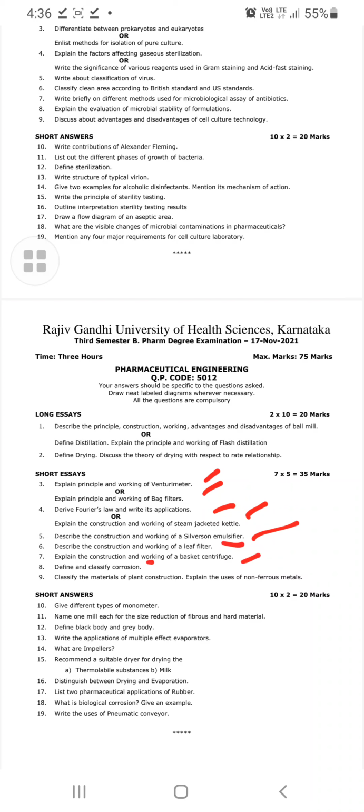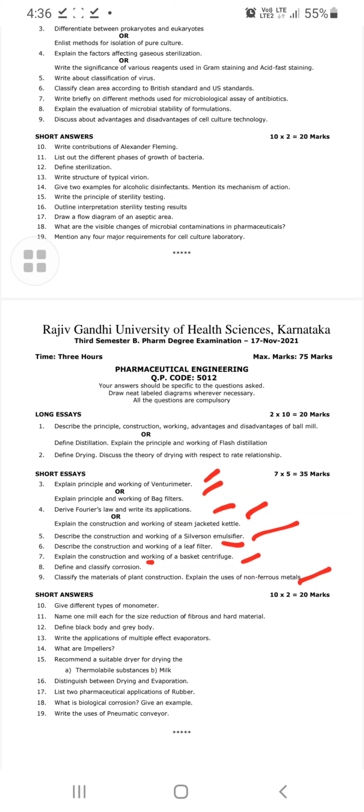And define, classify corrosion, classify the materials of plant construction, explain the uses of non-ferrous metals. Ferrous metals and non-ferrous metals, they will ask non-ferrous metals. Sometimes they will ask write the uses of the ferrous metals. Okay, then why plastics are used in plant construction. They just ask to classify materials of plant construction, which materials we are using for the construction of the plant. These are the 5 marks.